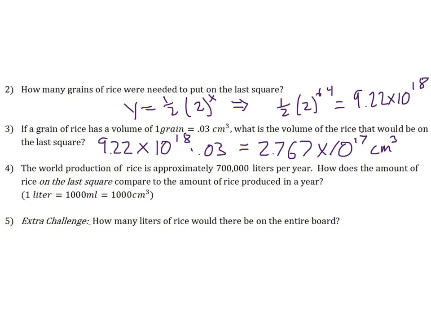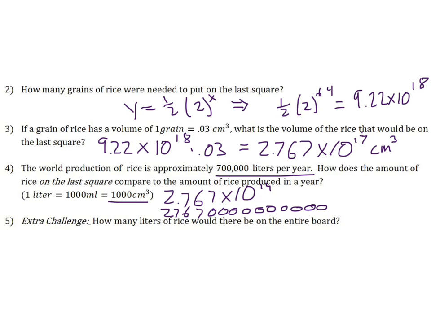And so if we go a little bit further and realize, hey, the world right now only makes 700,000 liters per year approximately. So how much rice is going to be on the last square? Well, we're just going to divide that by 1,000 because 1,000 cubic centimeters is a liter, and we end up with 2.767 times 10 to the 14th. And that is a lot of rice. If we were to write that all out, we've got about 2767. All right. So that is in liters.